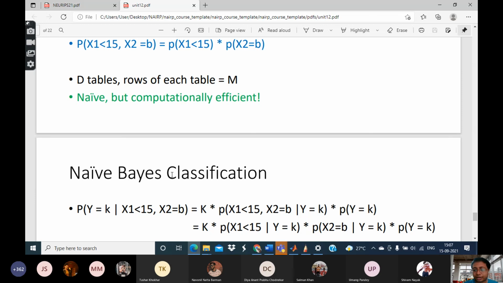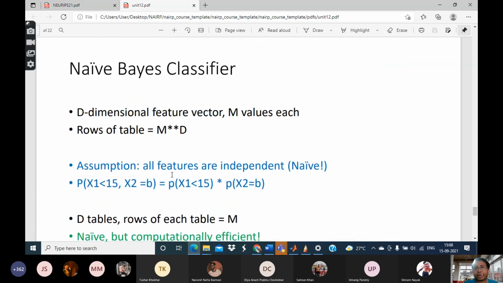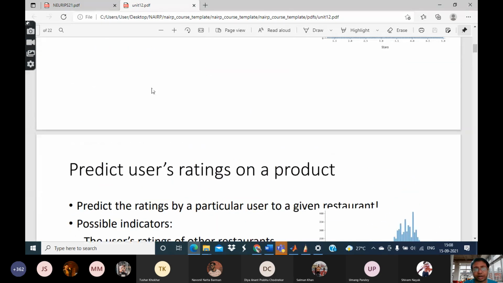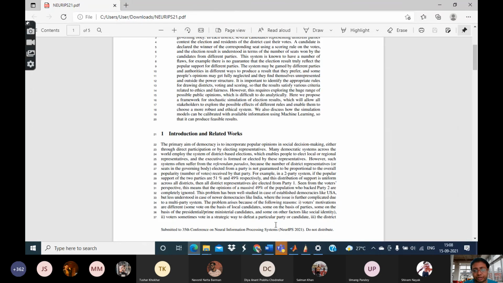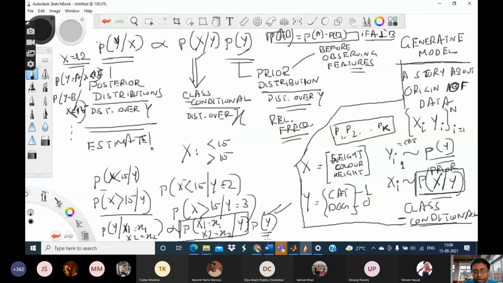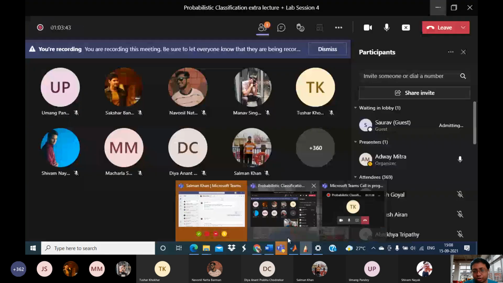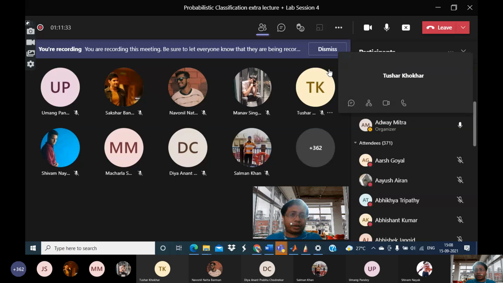So that's basically the second way of doing probabilistic classification, after the logistic regression which we discussed in the last class. Okay. So with that, we come to the end of the lecture on probabilistic classification.